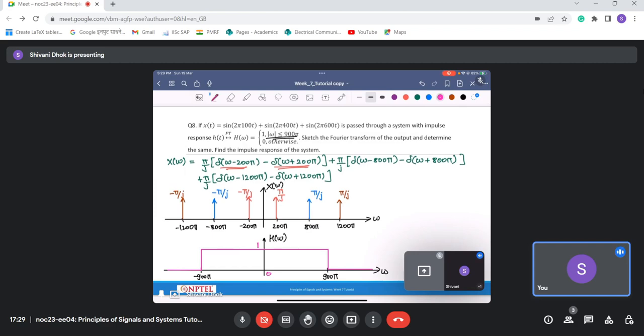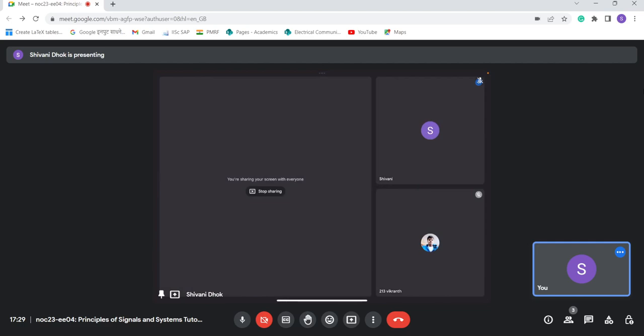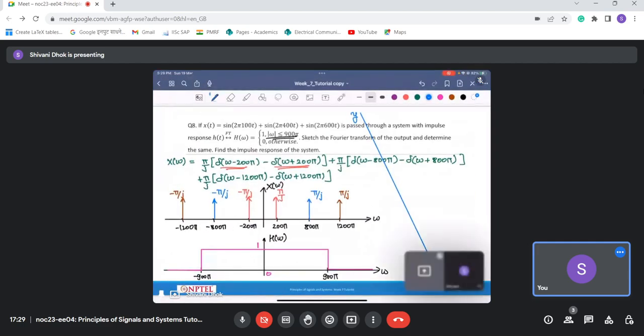If we look at the convolution property, y(t), the output of the system, is x(t) convolved with impulse response h(t), which implies that Y(ω) is simply X(ω) multiplied by H(ω). So basically Y(ω) will be the multiplication of these two functions here. So let us try to do that.